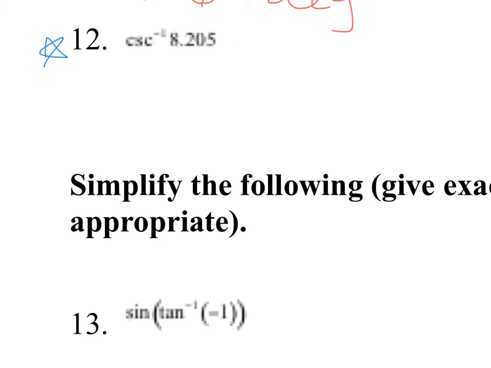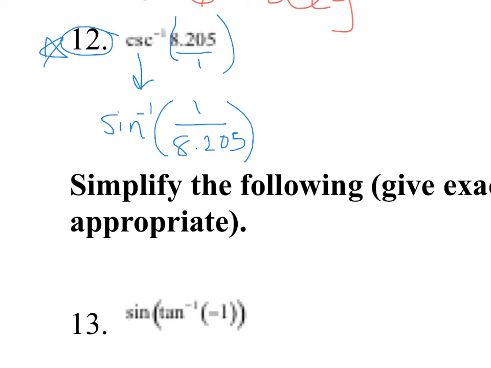Okay, I'm telling you right now, number 12 is going to be one of the ones people screw up. We don't have an inverse cosecant button on our calculator. So we say, what's the reciprocal of cosecant? We know that it's sine. So we're going to use the sine inverse button. And because of the reciprocals, we're going to take this number, 8.205, put it over 1, and just flip it.